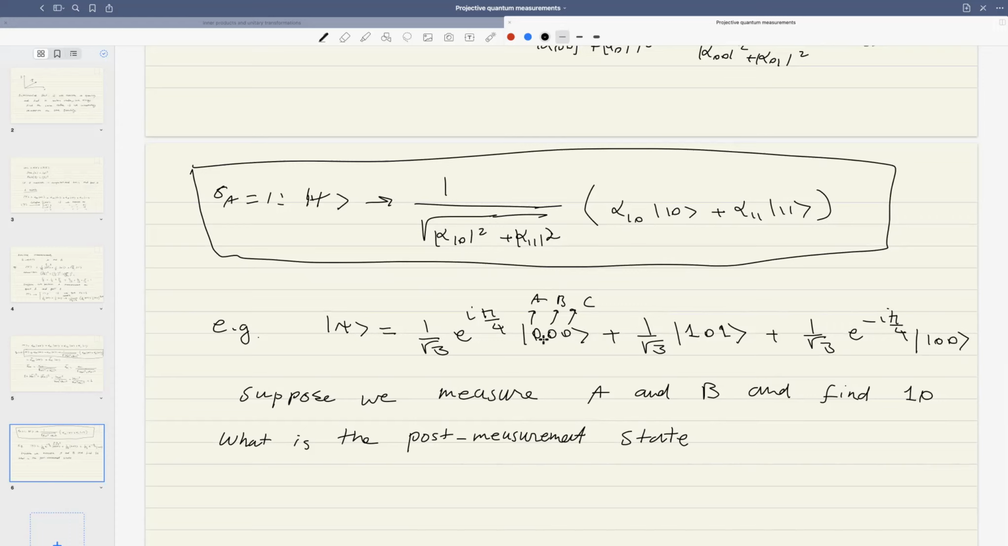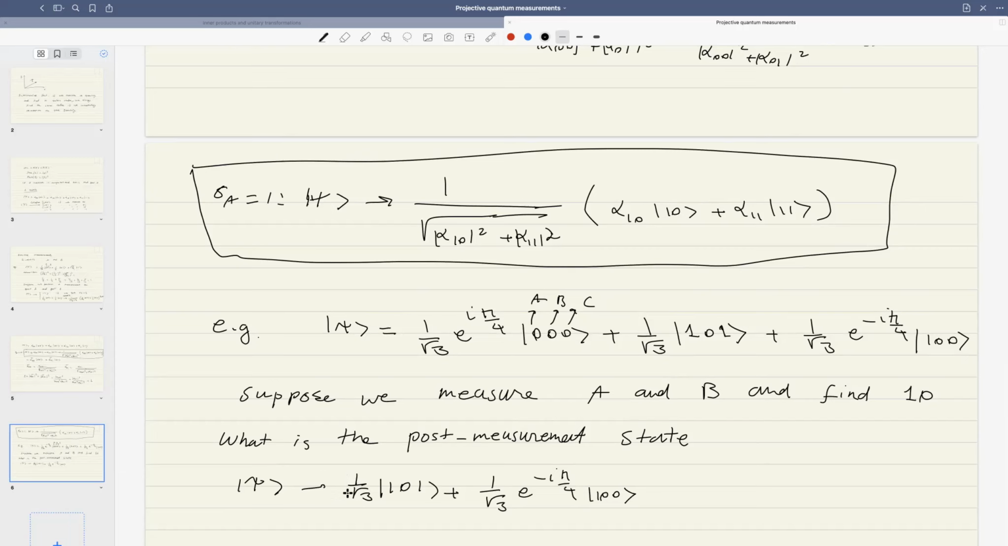So that's out, because if this term remains in the superposition, it gives a finite probability of getting something that's not 1, 0 for the first 2 qubits. This one is good. It has 1, 0. This one also has 1, 0. So first my psi goes to 1 over square root 3, 1, 0, 1, plus 1 over square root 3 e to the minus i pi over 4, 1, 0, 0. But then we notice that this is not normalized, right?